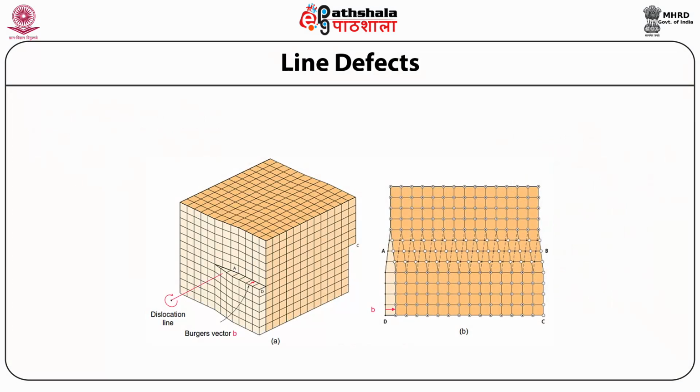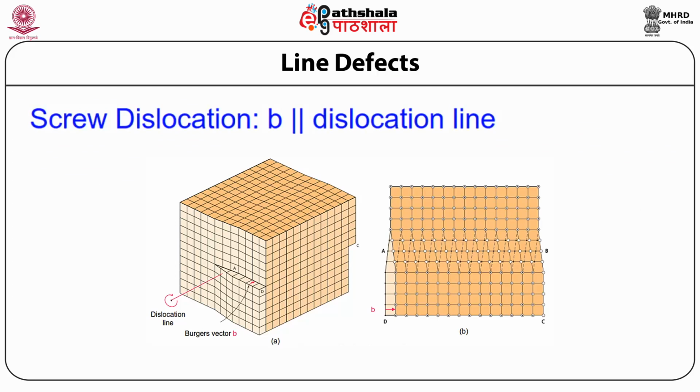In this slide we show you another type of line defect, that is screw dislocation.